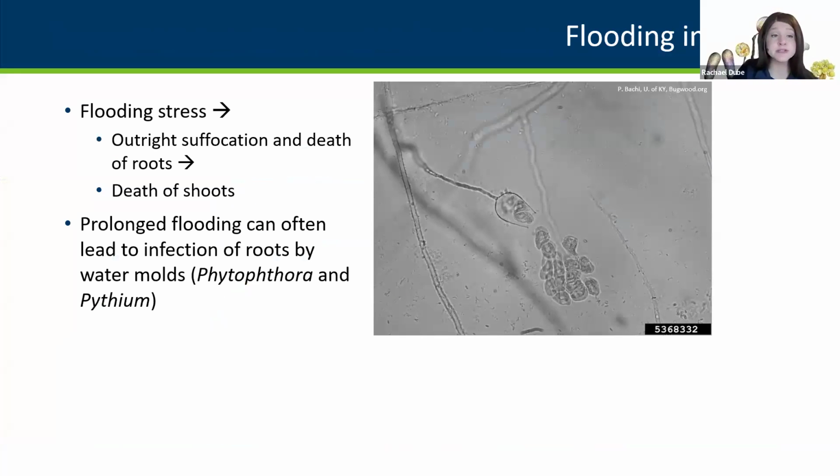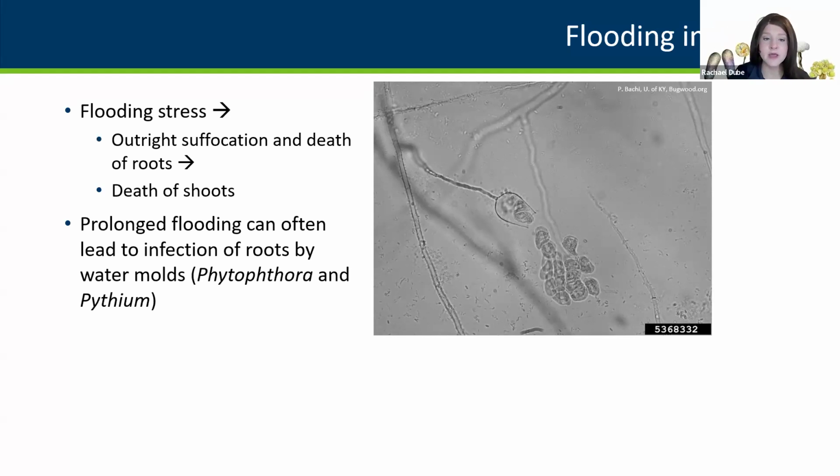And then with flooding stress itself, it can actually just physically suffocate and kill roots. And of course, right, roots are very important for the uptake of nutrients and water, so this can lead to the death of shoots. And then prolonged flooding in soils can lead to the infection of roots by water molds. Here's a picture of one. They are not fungi, but two common species are Phytophthora and Pythium, or two common genera, I should say.